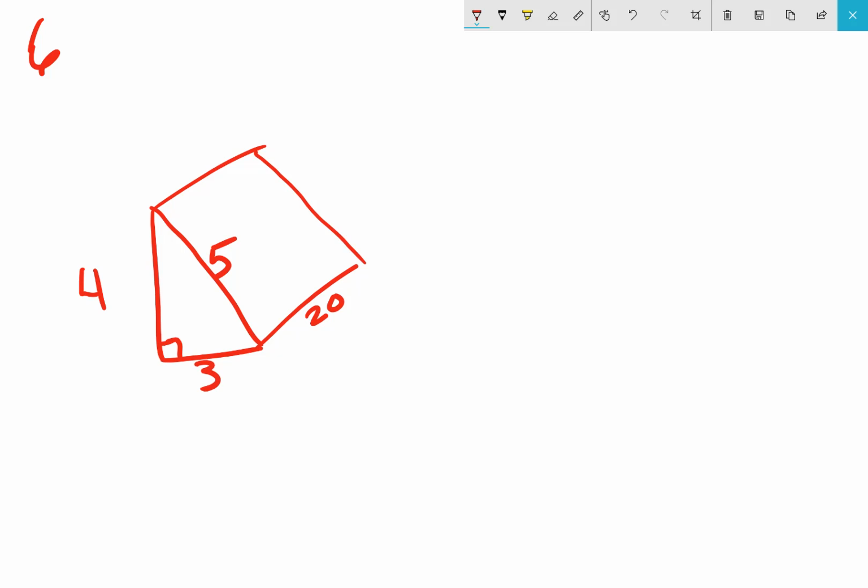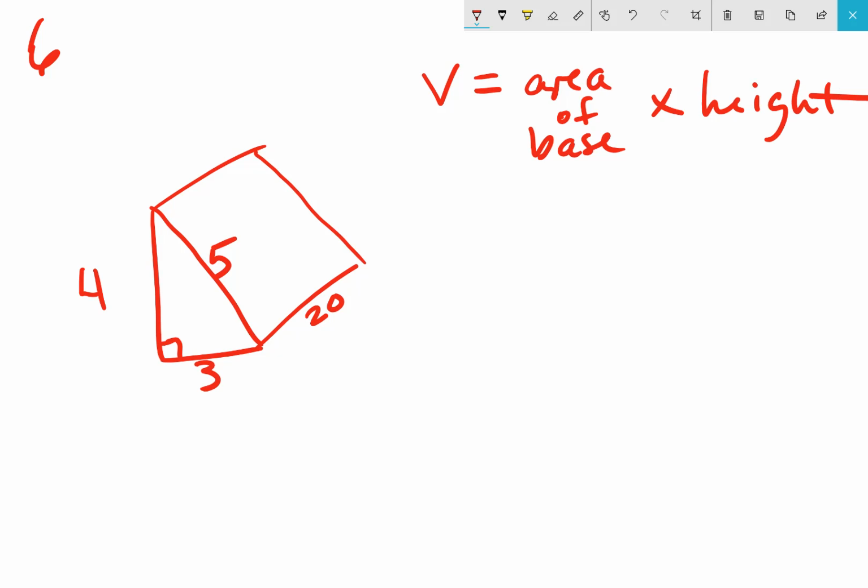The first thing you're supposed to do here is find the volume of this shape. Volume is equal to area of the base times the height. Now for this shape, this is a triangular prism. The base of it is the triangle. You can't take the base of it to be that bottom rectangle because that's not what the prism looks like. It doesn't look like a rectangle. It looks like a triangle all the way through.